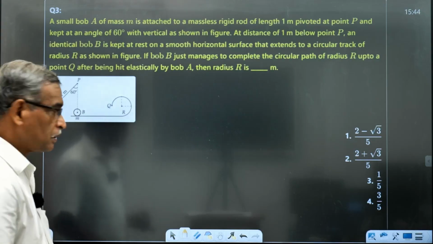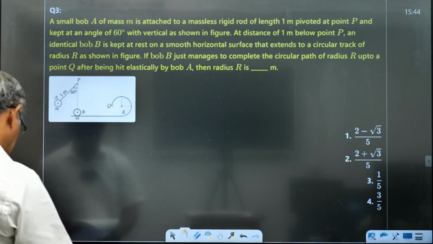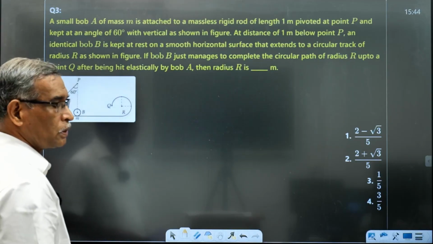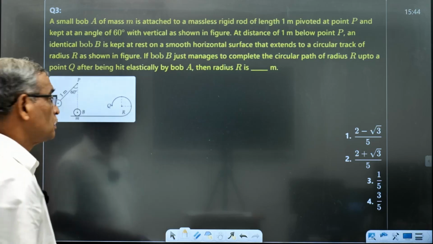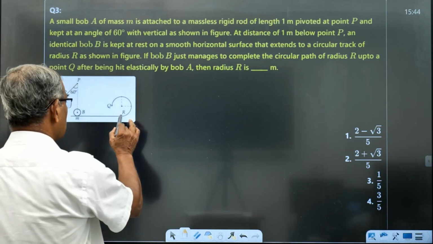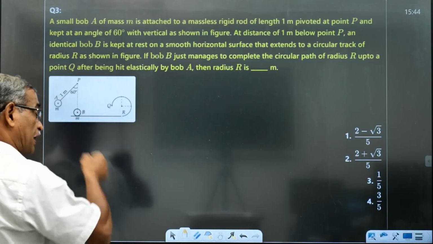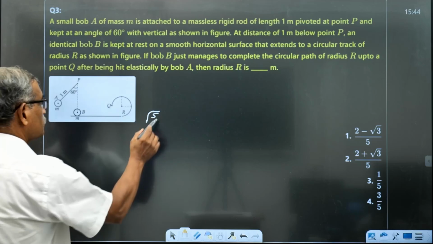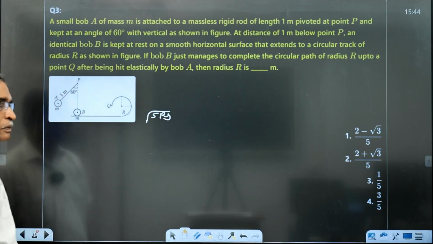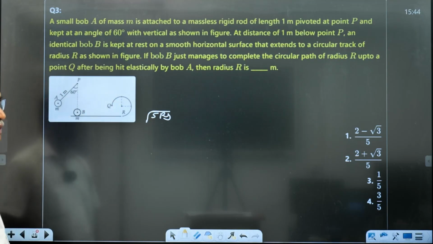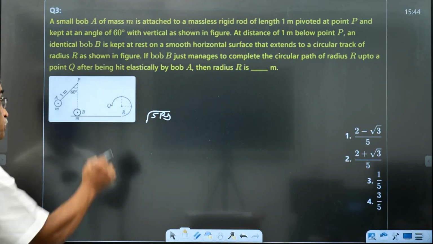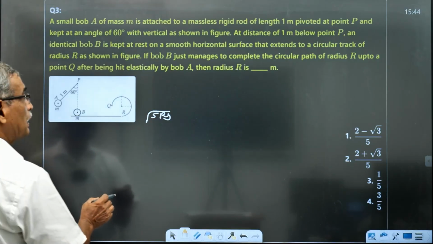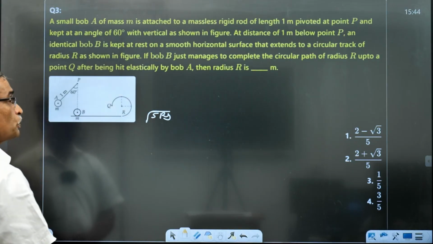root of Rg. Here, the minimum speed required at the bottom is root of 5Rg, so that it can negotiate the vertical circular motion. Here it is root of Rg at the top, and here root of 5Rg at the bottom. That is the minimum speed required so that it takes up vertical circular motion. Then find the radius. Now what are we going to do?